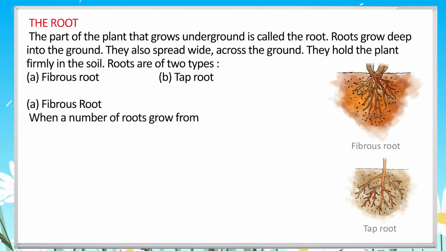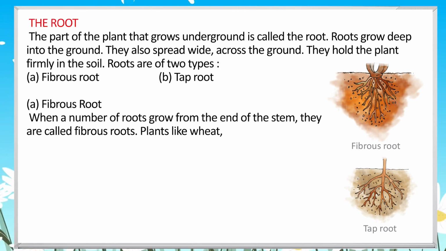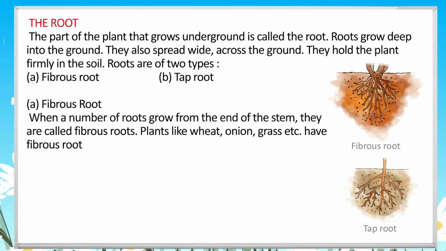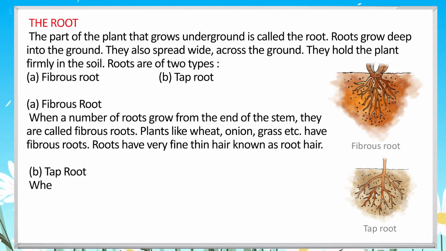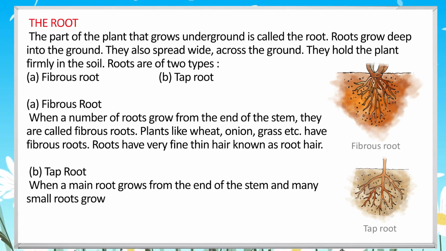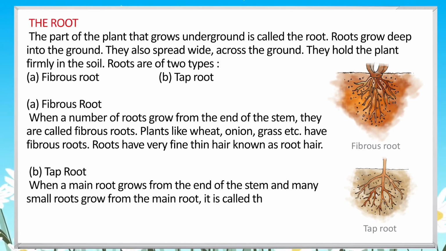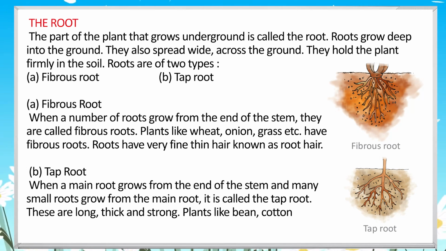Roots are of 2 types: A. Fibrous root, B. Taproot. A. Fibrous root. When a number of roots grow from the end of the stem, they are called fibrous roots. Plants like wheat, onion, grass etc. have fibrous roots. Roots have very fine thin hair known as root hair.